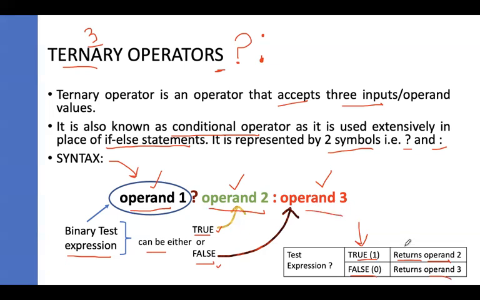If it is returning a value, you have to catch that value. How? You can use another variable: write var equal to, then write your ternary operator expression. It is going to return some value and you store that value in another variable. This is the first method of using the ternary operator.